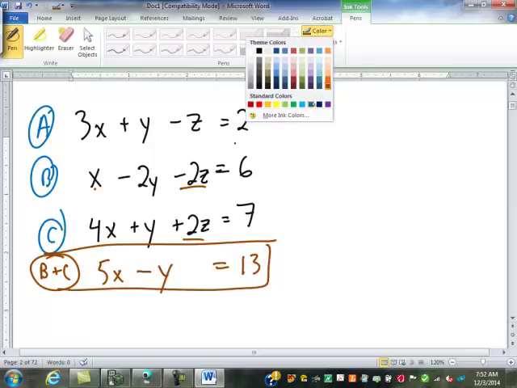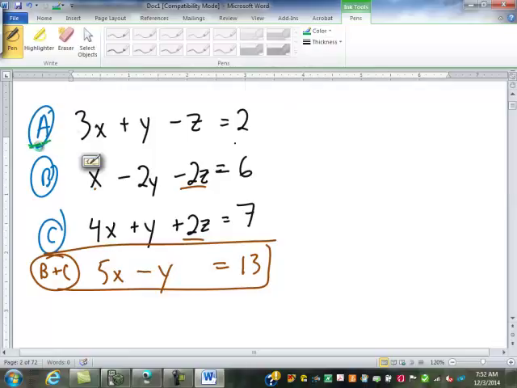Next, I have to use equation A now. Actually, it's going to be 2 times equation A, which I'm going to use along with equation C. Why am I doing 2 times equation A? So this becomes a negative 2z, and it'll cancel out with a positive 2z. So that's going to be 6x plus 2y minus 2z equals 4.